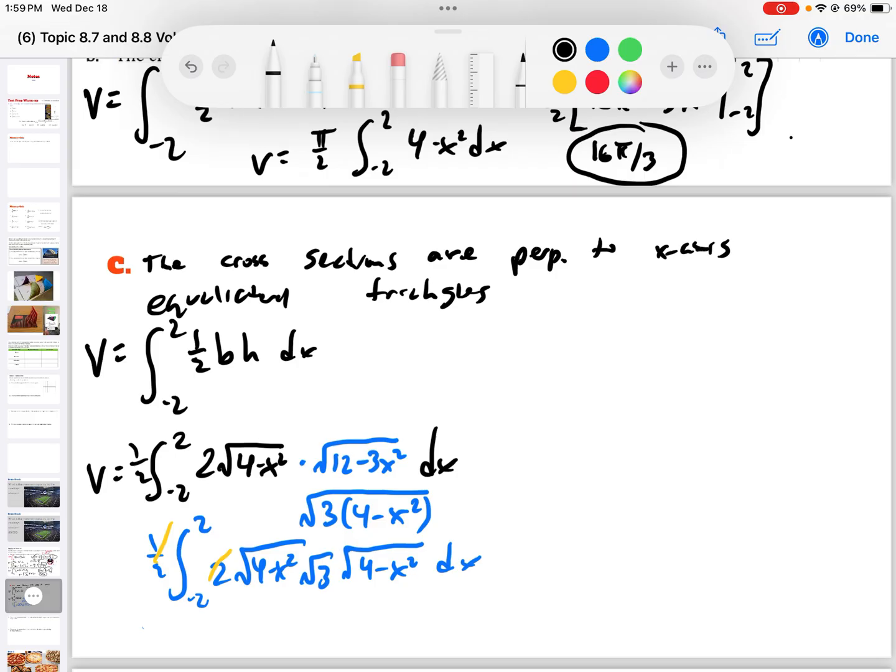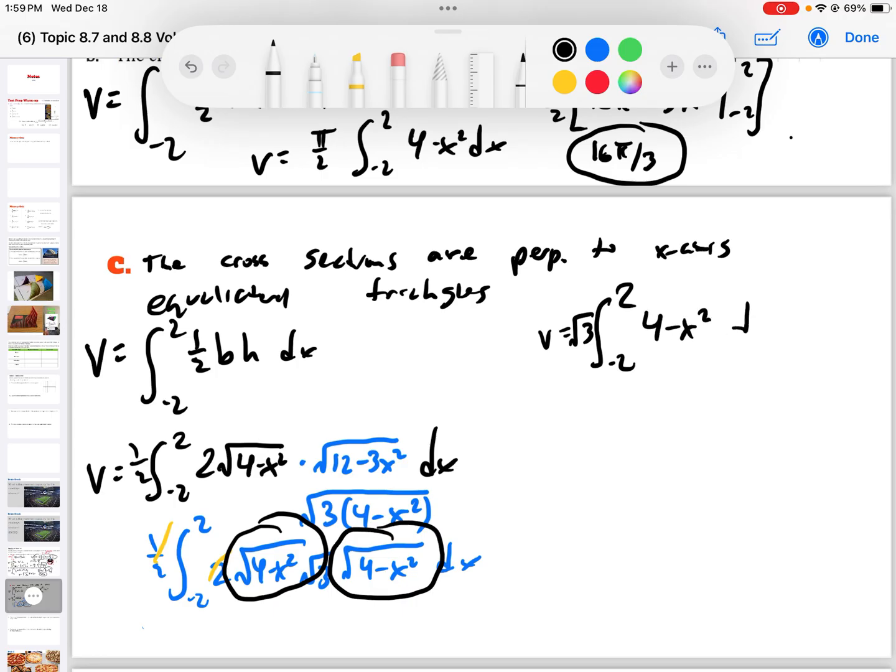And then I would have, this would be volume is equal to integral from negative 2 to 2. I would bring the root 3 out in front. And then the square root of 4 minus x squared times the square root of 4 minus x squared would be 4 minus x squared dx.